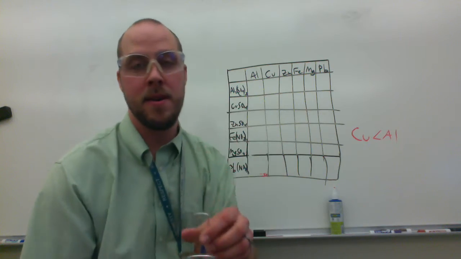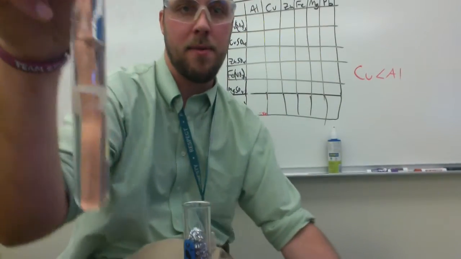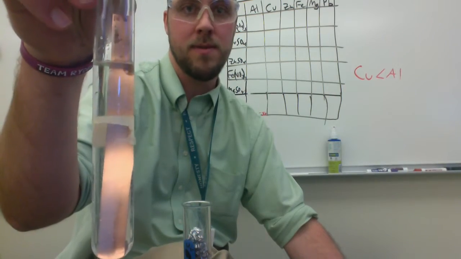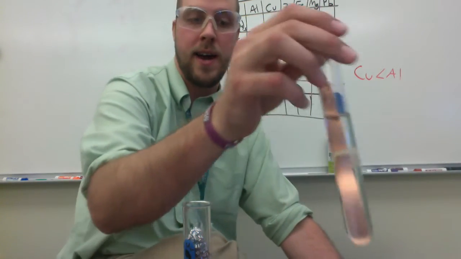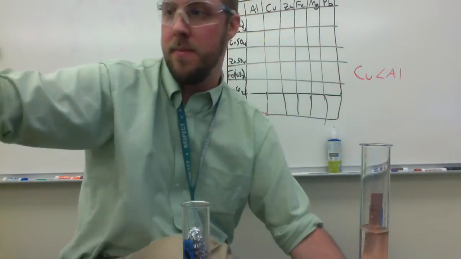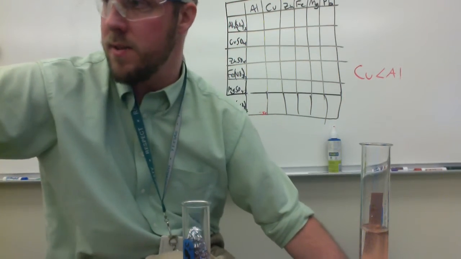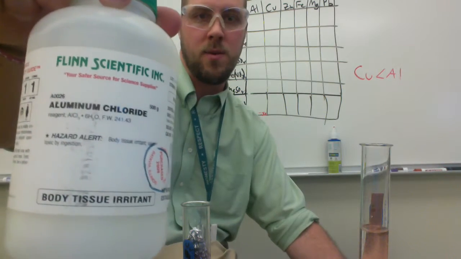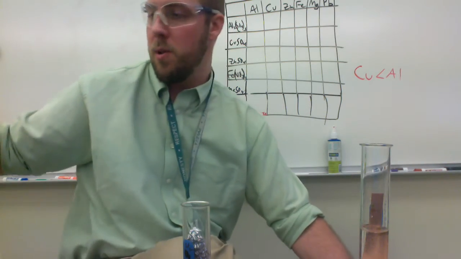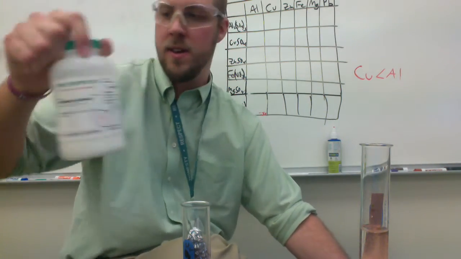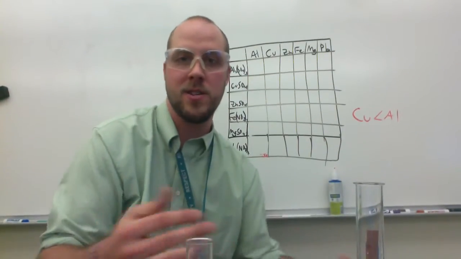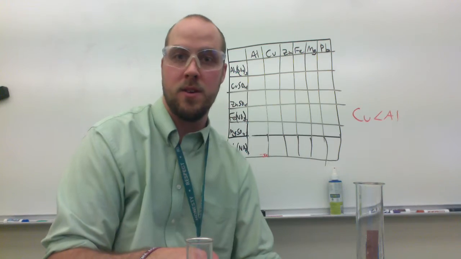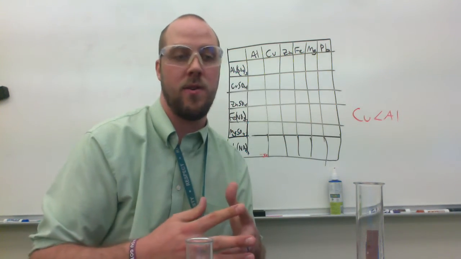So in lab on Wednesday, we had this copper. We put it into a solution of aluminum sulfate, and we saw no reaction at all. Just to give you an idea, here's aluminum chloride. That's what we're going to be using in this lab. Aluminum chloride is just a crystal. I dissolve it in some water. It becomes aqueous, which just means dissolved in water, kind of like sodium chloride. Table salt can be dissolved in water.